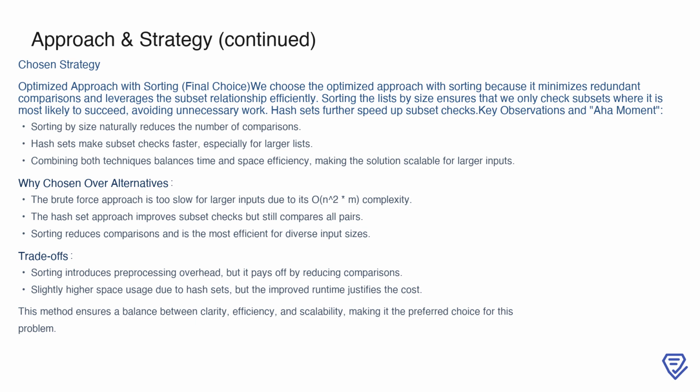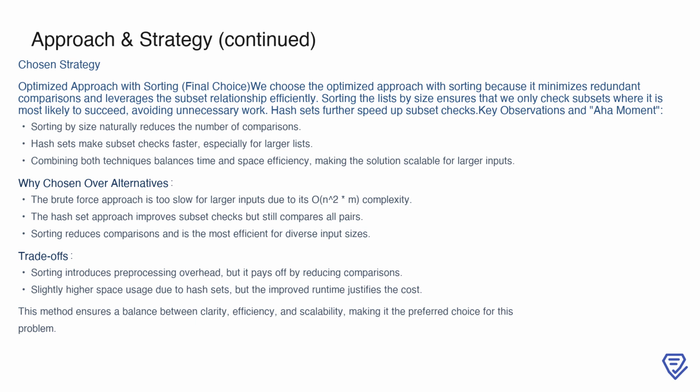By sorting the lists of favorite companies by size, we ensure that comparisons are focused on the most relevant cases, avoiding unnecessary work. The use of hash sets further enhances performance by making subset checks faster, even for larger lists. The key insights that make this approach effective include the realization that sorting naturally reduces the number of comparisons, and hash sets provide an efficient way to check subset relationships. While the brute force method is too slow for larger inputs, and the hash set approach still involves all pair comparisons, sorting minimizes redundant checks and is more efficient for diverse input sizes.